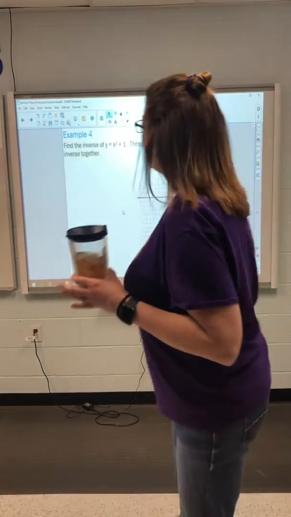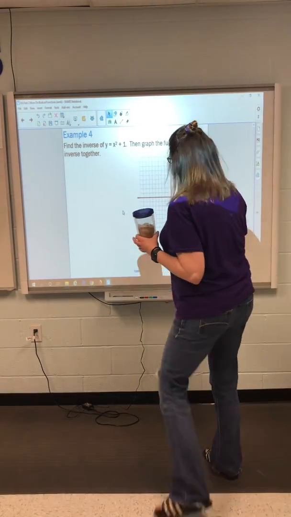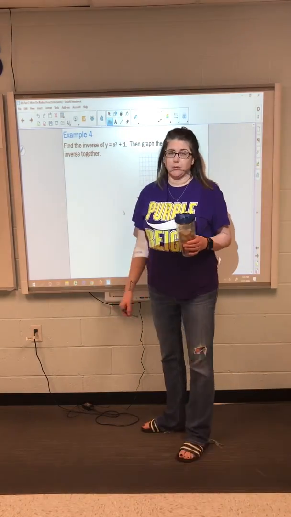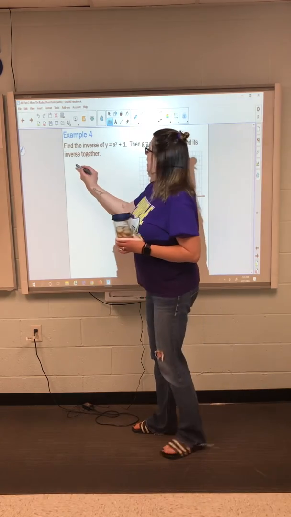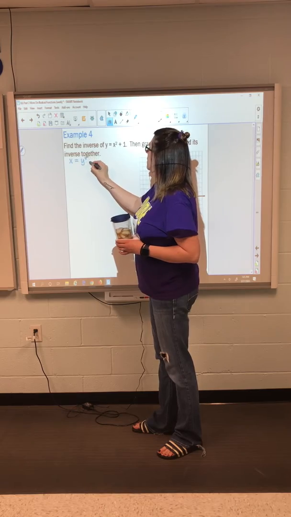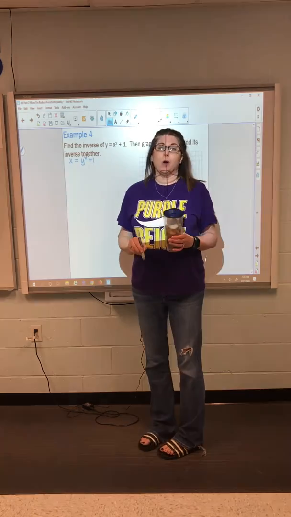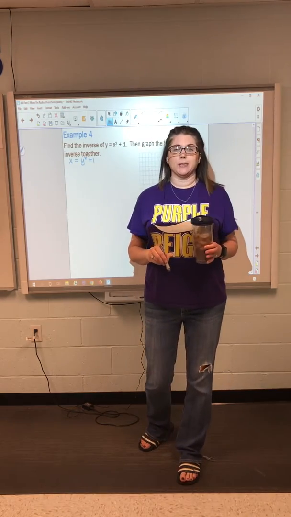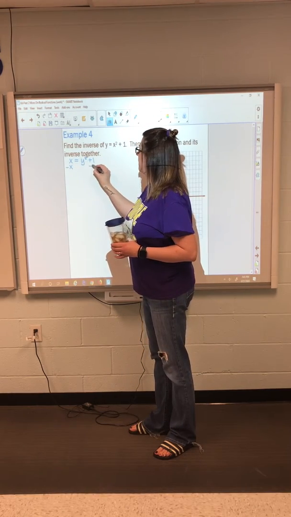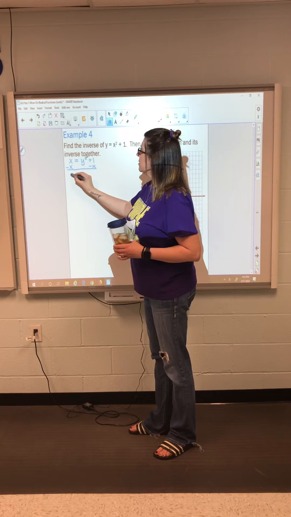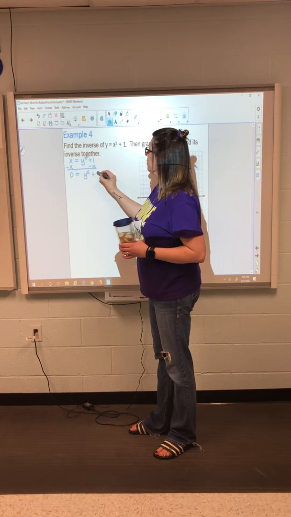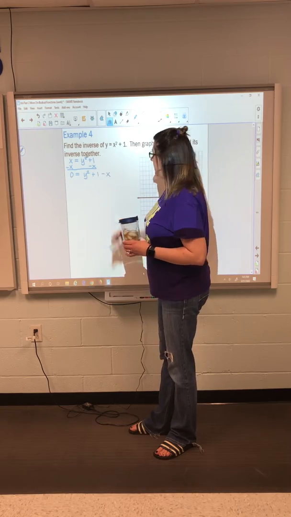Let's get going. Hopefully you've already tried example 4. So let's see how you did. Remember, with an inverse, we're gonna switch our x and our y. So I have x equals y squared plus 1. I want to get it to where I have 0 on one side because this is a quadratic equation. So I'm gonna subtract the x over. So I have 0 equals y squared plus 1 minus x.